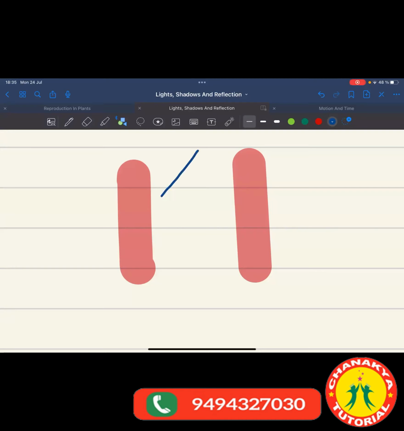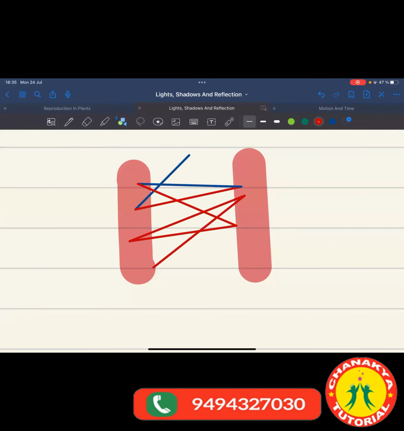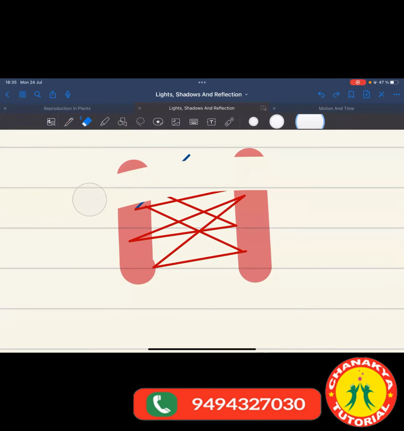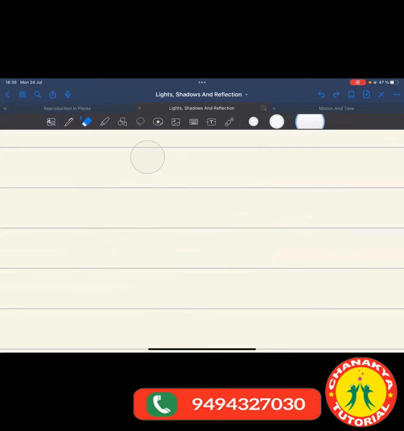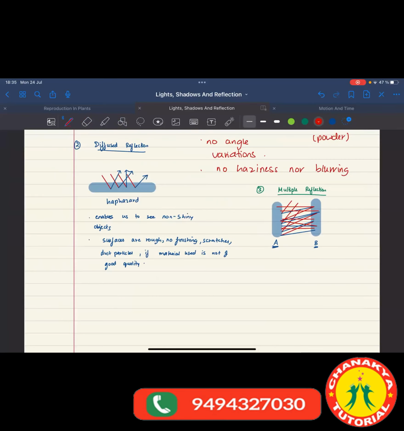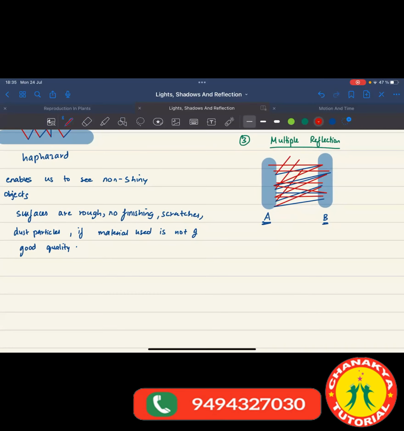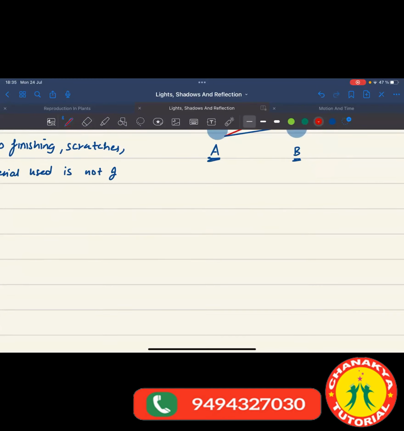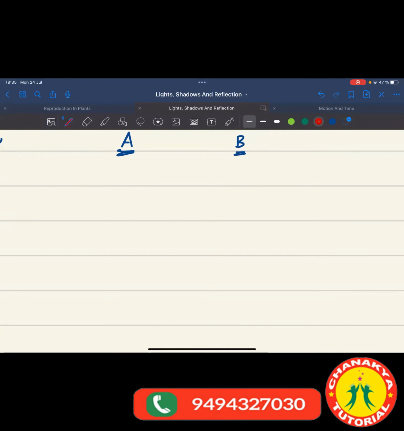So for example, just one light ray is falling, not so many, just one. This one itself will reflect so many times. Again it will reflect, again and again. It will keep on going like that. Just one single light ray, that is the magic of multiple reflection. One single light ray can cause multiple reflection. Okay, so for these multiple reflections, I'll just write that point over here.